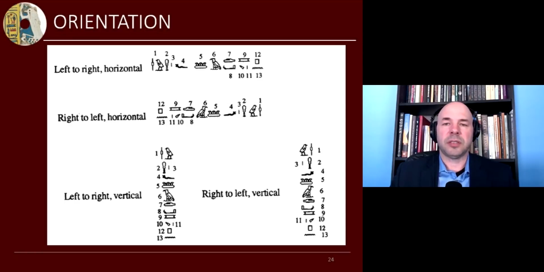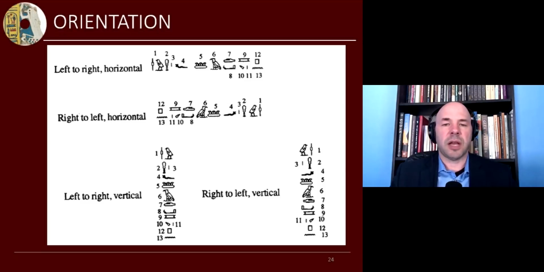So in the top example, you would start on the left and read from left to right, but hieroglyphs can run both left to right and right to left. So in the second example, you see the signs are facing to the right, so you would start at the right and read to the left. And in general, whether it's right to left or left to right, you're then reading top to bottom. So notice the numbers along with the signs, so that they're basically going left to right, top to bottom, or right to left, top to bottom.